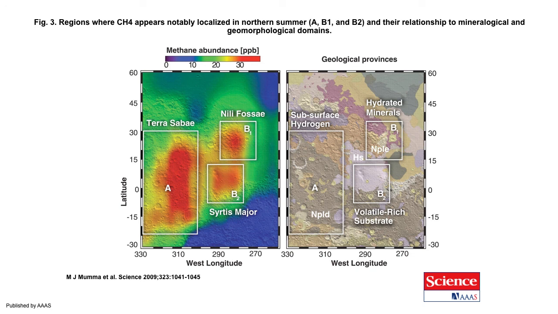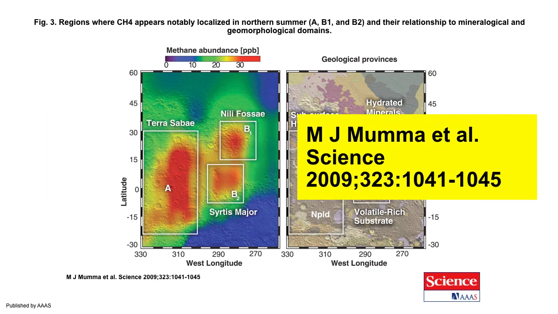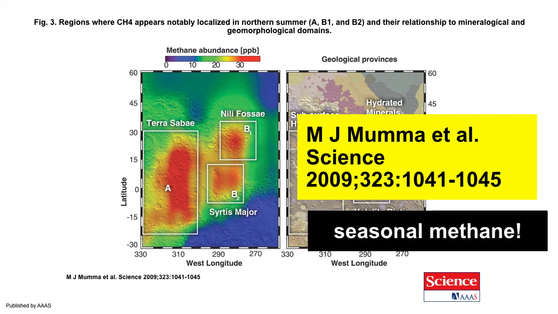The thing about it is, it comes and it goes. So these guys, M. J. Mumma et al., this is something they discovered and measured in about 2009 based on one of the orbiting spacecraft. And they thought, this is seasonal methane. This is something that, just like on Earth, you get methane.